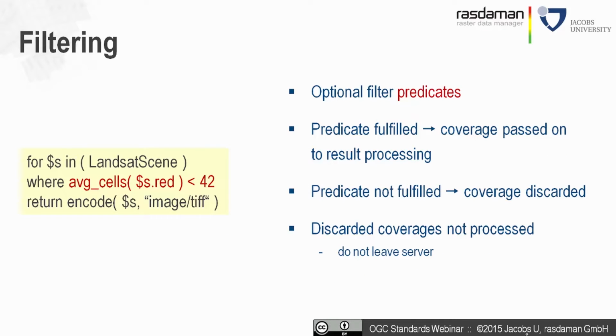Rather, let's see what else we can do. So I mentioned filtering. How is that done? Well, we add a where clause, which is an optional filter predicate. And there, if the predicate is fulfilled, then the coverage is passed through to the result processing, that is to the return clause. If the predicate is not fulfilled, this iteration is simply stopped and the coverage is discarded before processing. So actually, such coverages are not processed and they do not leave the server. The filtering is completely done on the server side.